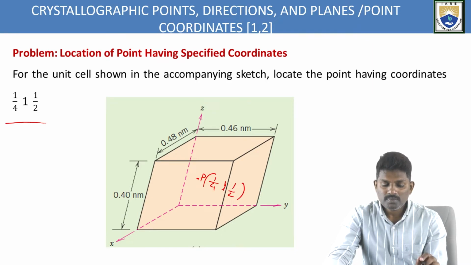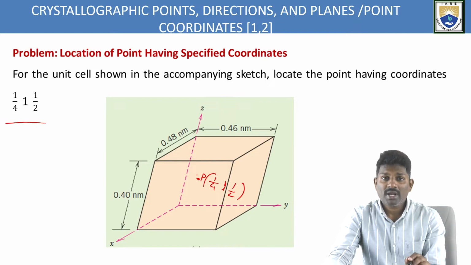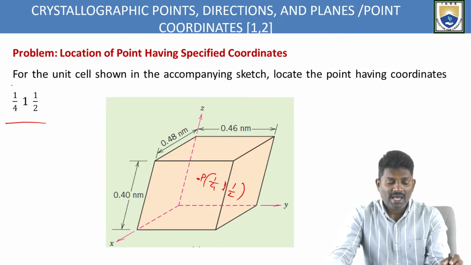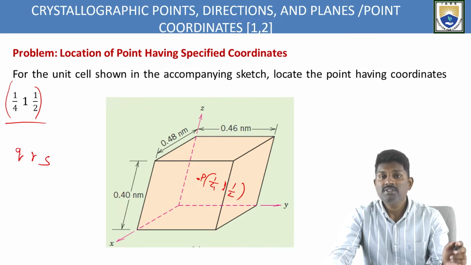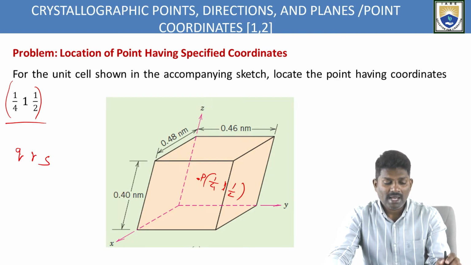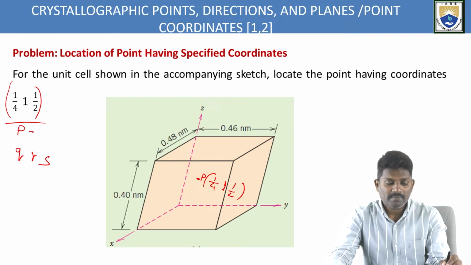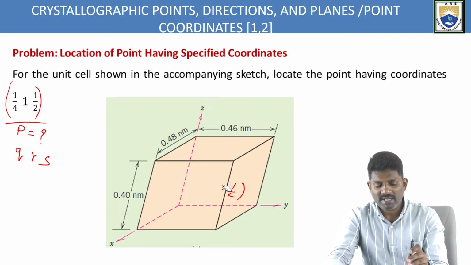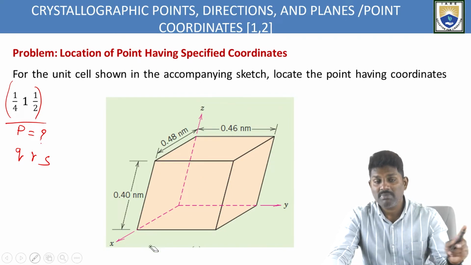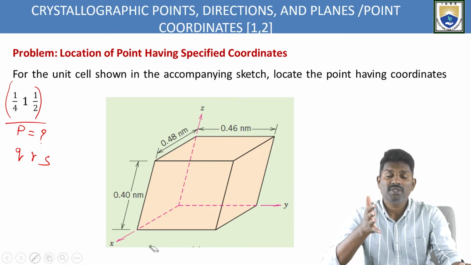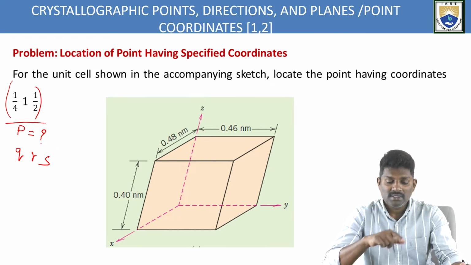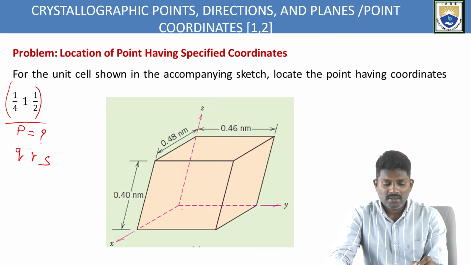You have to look at this point. That means we have the values of the point P, that is the q r s values, and I have to locate the point P. So again, what is the first thing you have to do? We have to check whether any one edge of the given unit cell is passing through or coinciding with the coordinate axis or not. Yes, exactly one edge is passing through the coordinate axis.